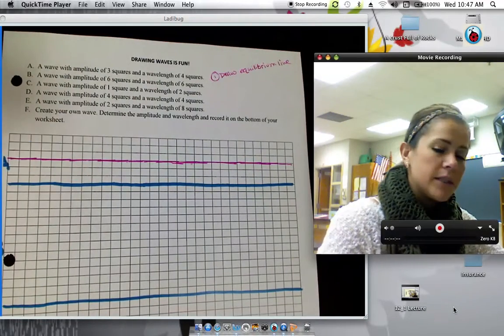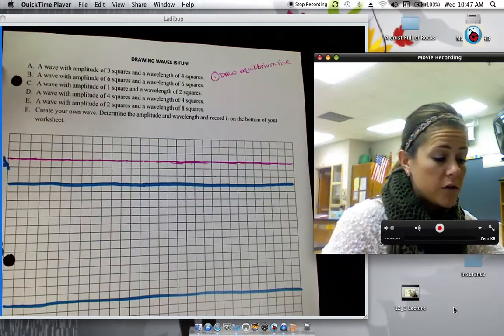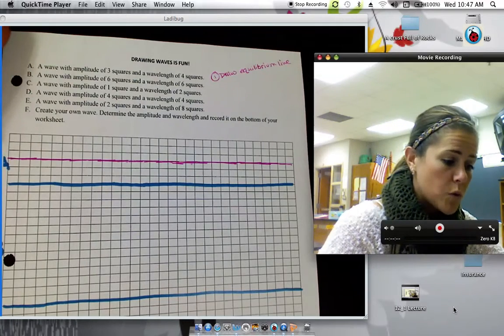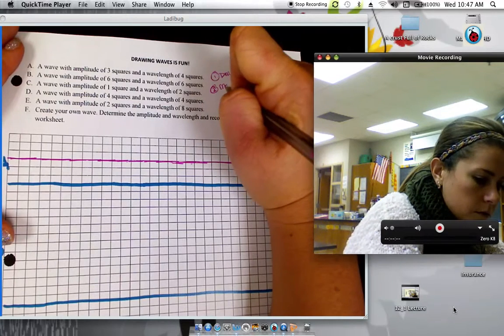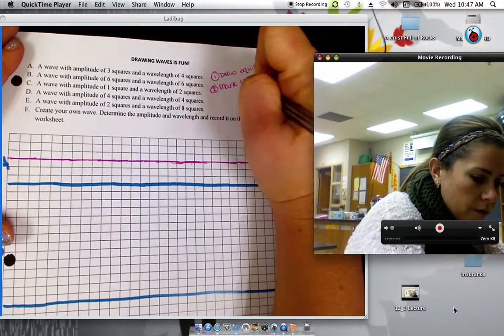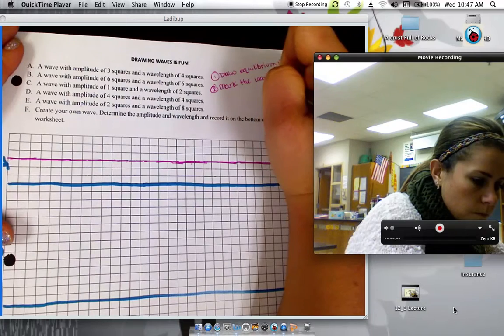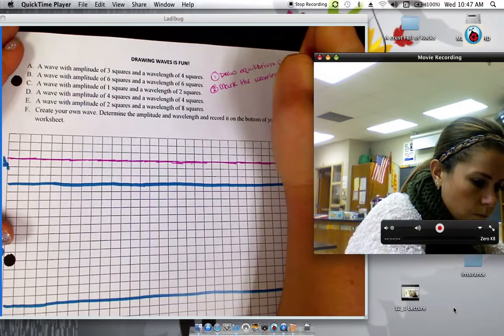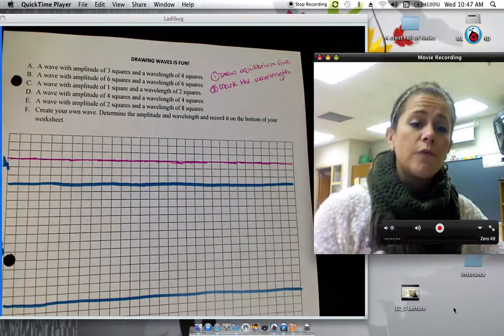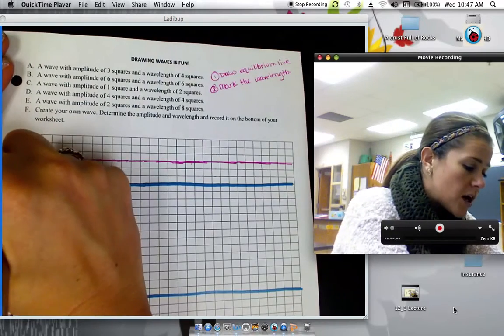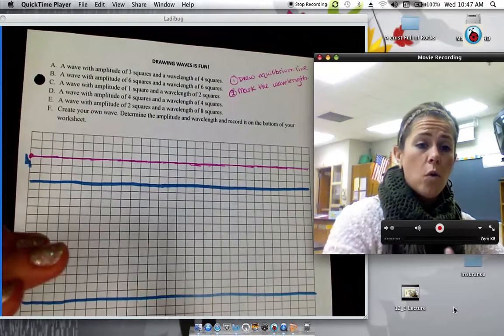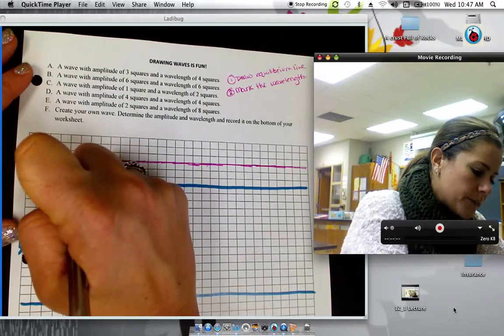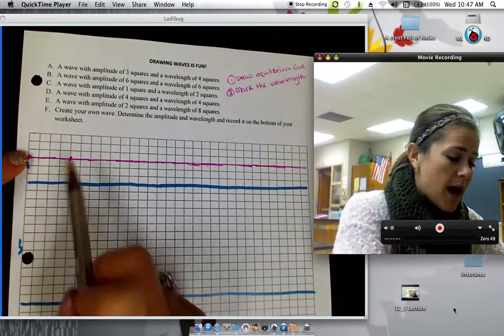The next step is basically looking at the wavelength. So they said that the wavelength was 4 squares. So I'm going to put, for step 2, mark the wavelength. Okay, so we're going to mark the wavelength 4 squares. So we're going to say the start of our wave is going to be here at that very end, and I'm going to count over 4 squares, 3 and 4. So the start of my wave, the end of my wave.